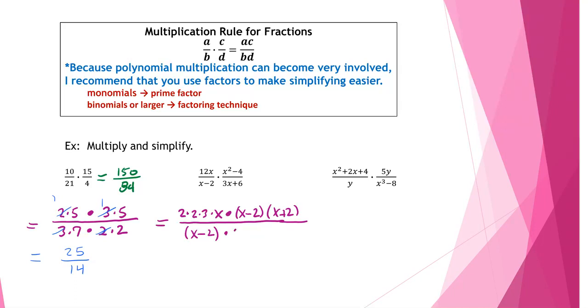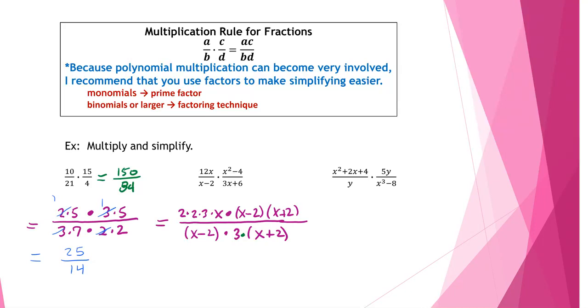3x plus 6 has a common factor of 3, and I'm going to say the other factor would be x plus 2 when I factor that out. Now you don't have to do this, but I think I'll put a little dot right there. You can kind of see the factors, x minus 2, 3, and x plus 2 in the denominator.